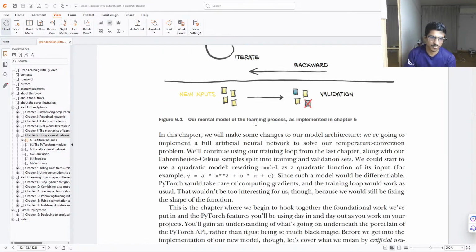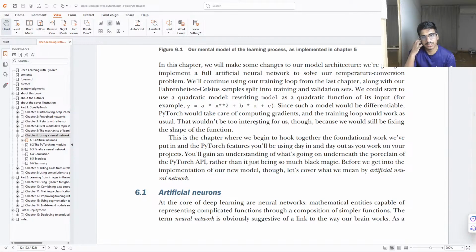Okay, in this chapter we will make some changes to our model architecture. We are going to implement the full artificial neural network to solve our temperature conversion problem. We will continue using our training loop from the last chapter along with our Fahrenheit to Celsius sample split into the training and validation sets.